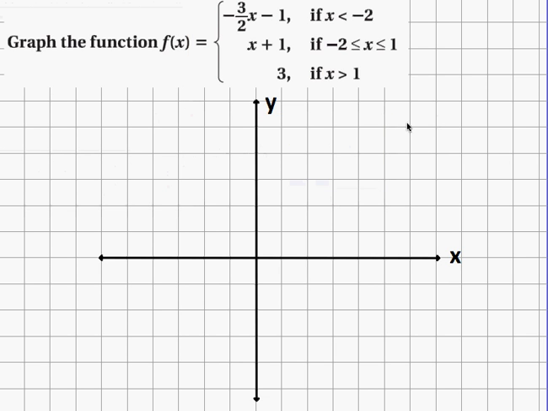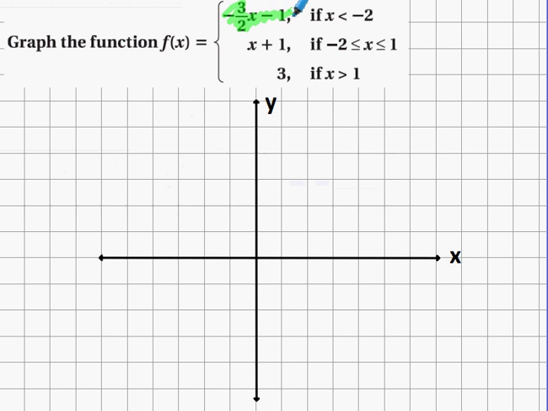Hello, this is Mr. Ceric, and I will show you how to graph piecewise functions. This is the same example we did today in class. So first thing, with piecewise functions, we need to realize that there are separate pictures here put together into one function. So we're going to graph each one by one.